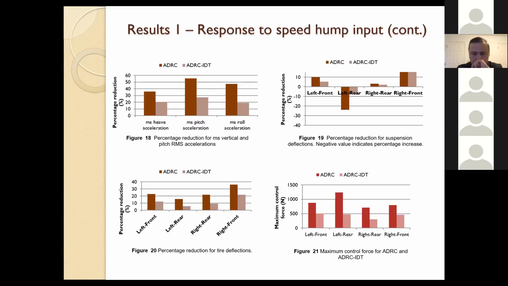This is another way to compare the results. If we look at ADRC and ADRC IDT, we see the percentage of reduction based on the previous analysis. And we will find that ADRC IDT definitely has a bigger advantage in performance.